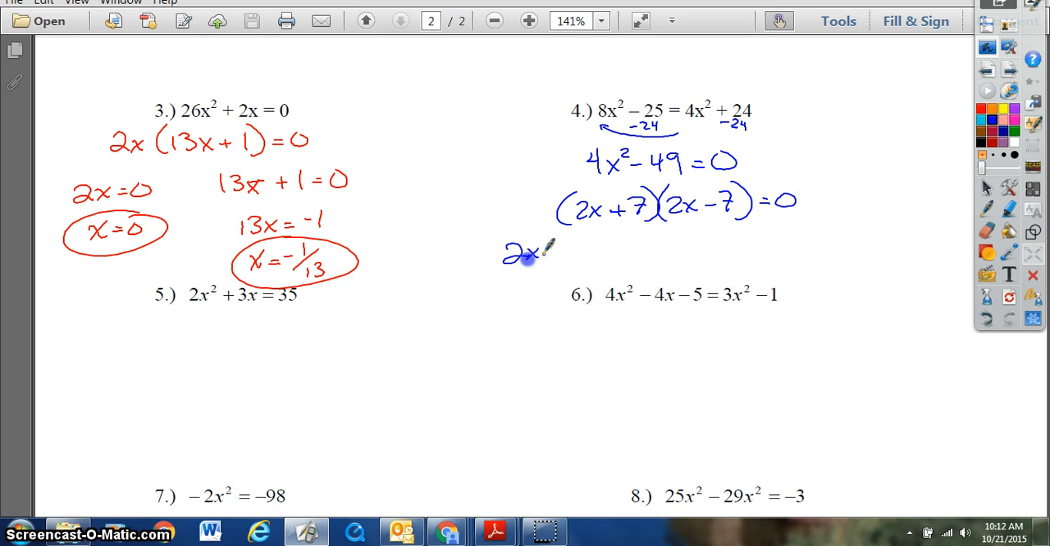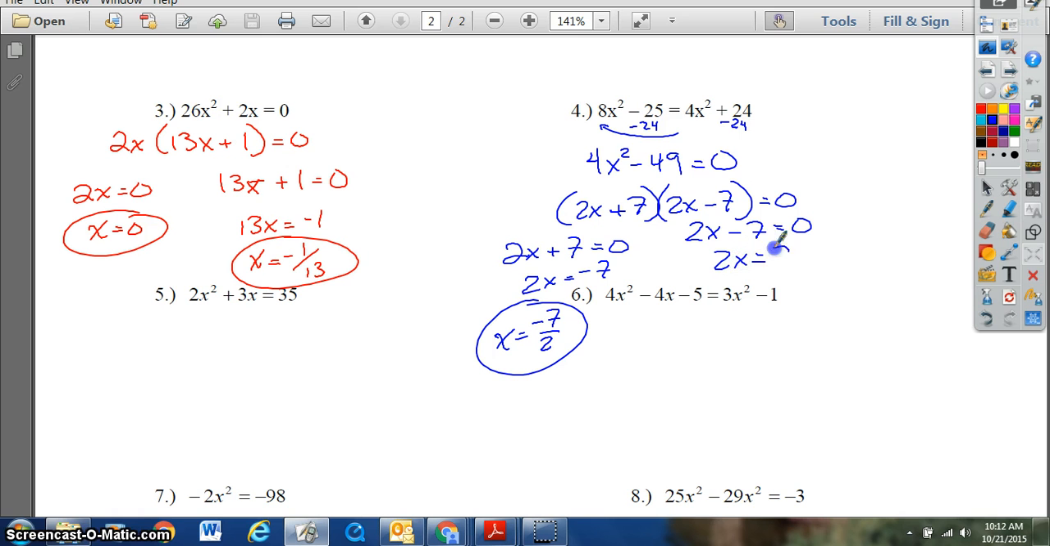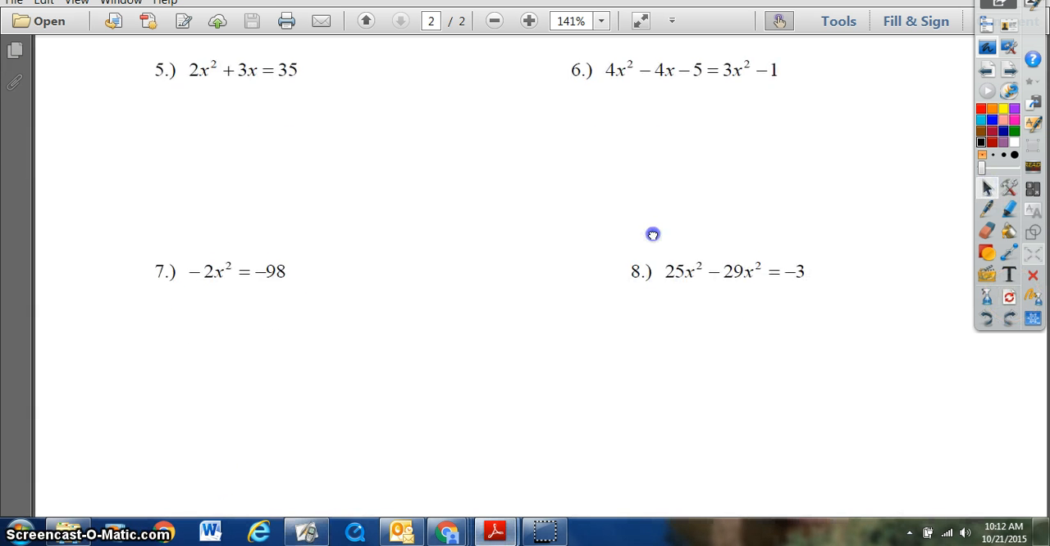So I'm going to set 2x plus 7 equal to 0. So 2x equals negative 7, x is equal to negative 7 over 2. Over here, 2x minus 7 equals 0, 2x equals 7, divide by 2. So x is equal to 7 over 2. Right? So there's the first 4. How about 5 and 6?